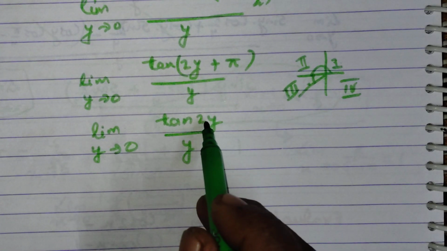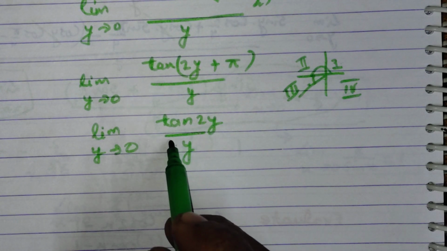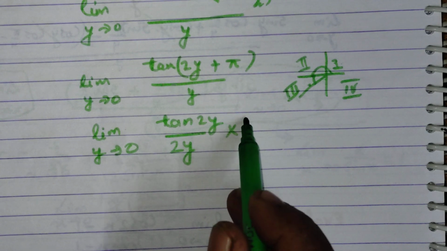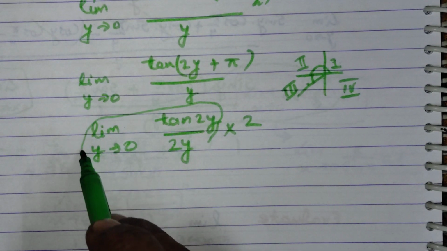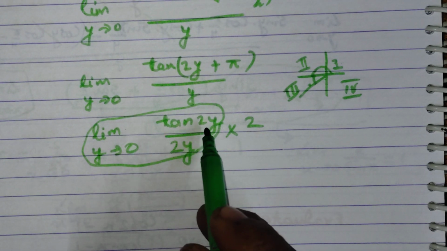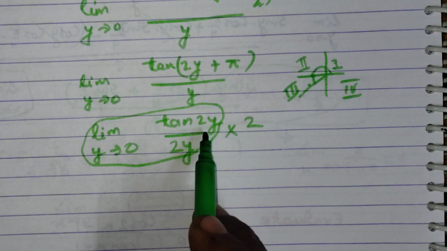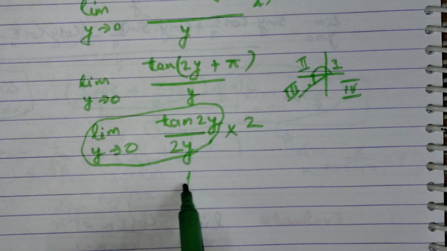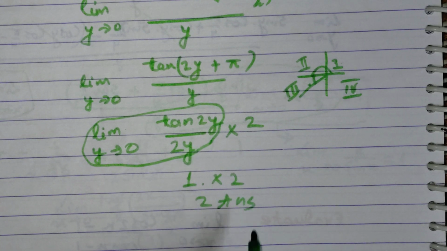Now we see there is 2y in the tan, so we need 2, so we multiply by 2 in both numerator and denominator. Now its formula becomes 1, because tan y upon y, when y tends to 0, its value is 1. The same angle 2y is there, so its value is 1 into 2, which gives the final answer 2.